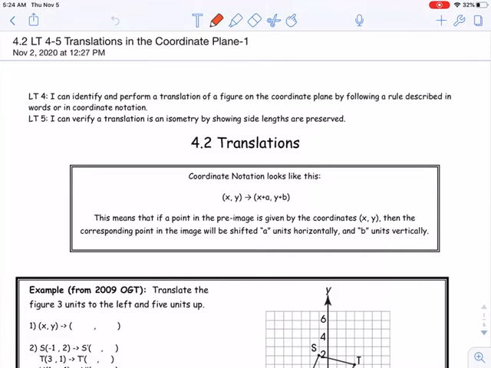All right, so translations. Essentially what we're going to be talking about is sliding. These are slides. And we can think of addition and subtraction. This is what it really boils down to.